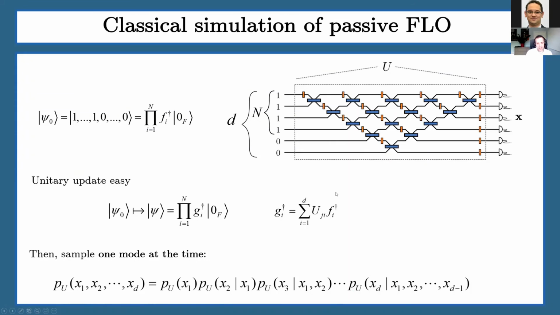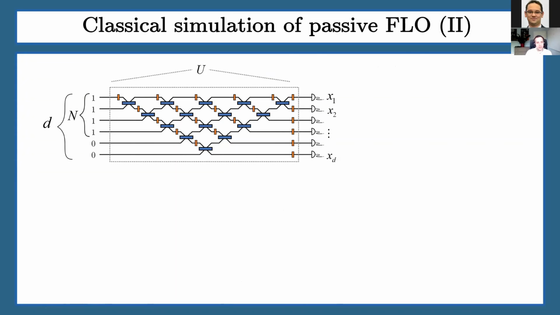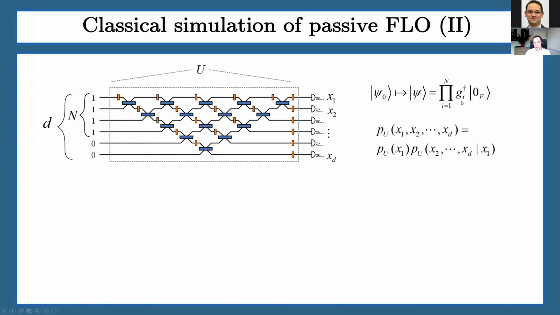So how is this done for fermions? I have those d modes here that I will be measuring. I have evolved my modes already, and I'm about to measure. I'm going to describe this first update for you. I will be measuring x1, and then I will show that the post-measurement state will also be a state of this form, and hence I will be able to repeat my procedure over and over.